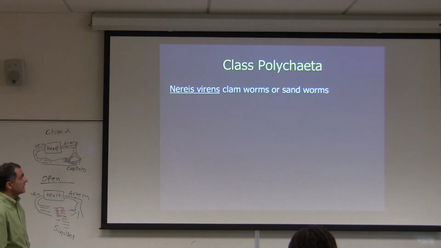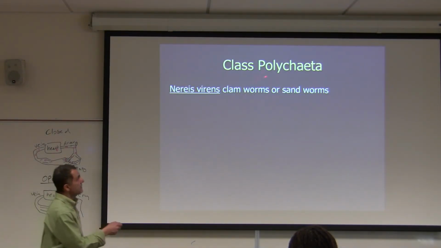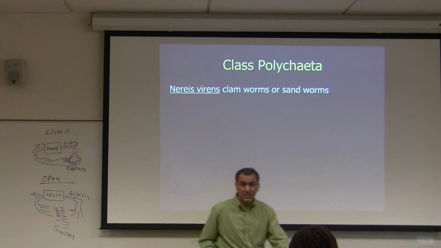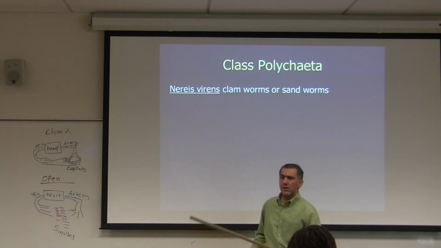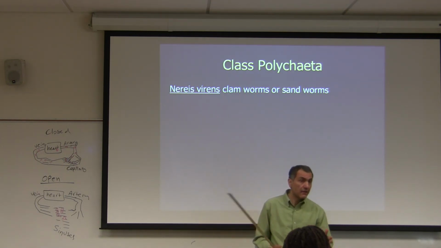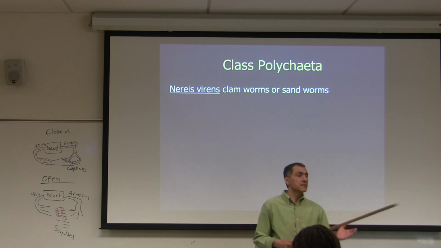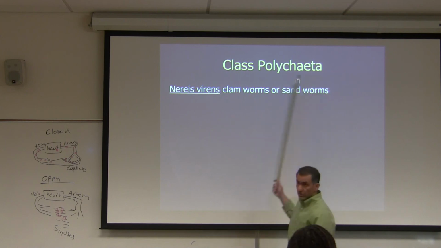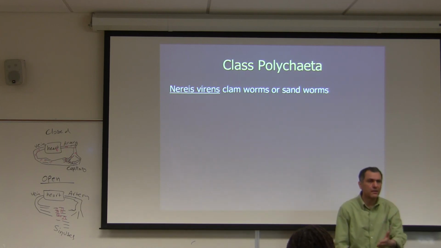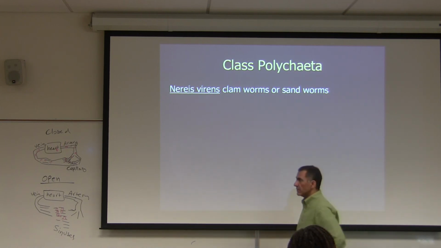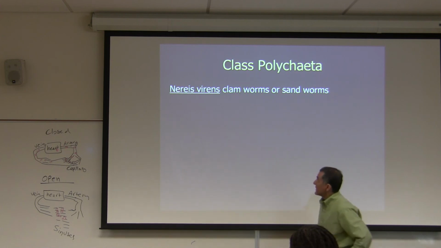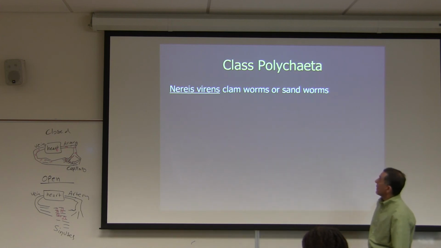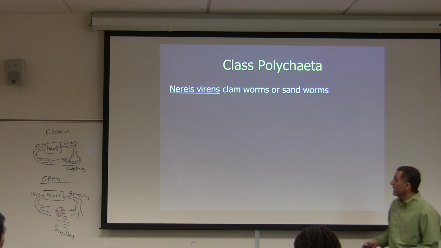Let's first do the class Polychaeta. Poly means what? Many. And chaeta means, quiz today question, bristle. That's the one I put on the quiz. Chaetae means bristle, same thing as hair, you're right. If I put bristle, you all know what I'm talking about. Nereis virens, clamworm or sandworm. We do have them in the lab.